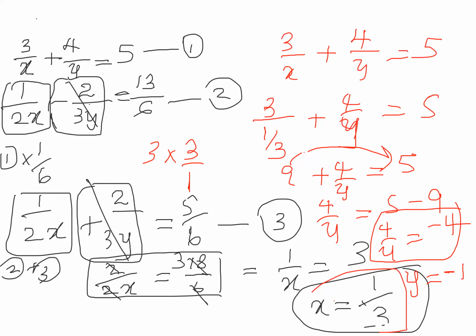Okay, there are two values. Then finally, you can answer this way: x equals 1/3 and y equals minus 1. This is the final answer. Okay. So by following this method, you can solve two simultaneous equations.